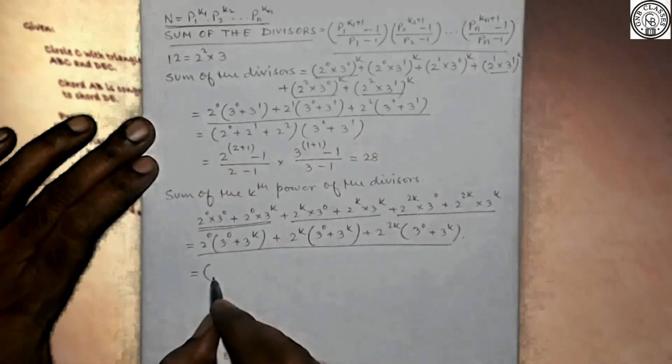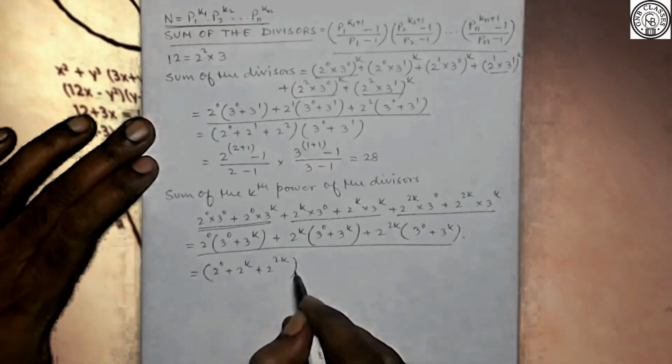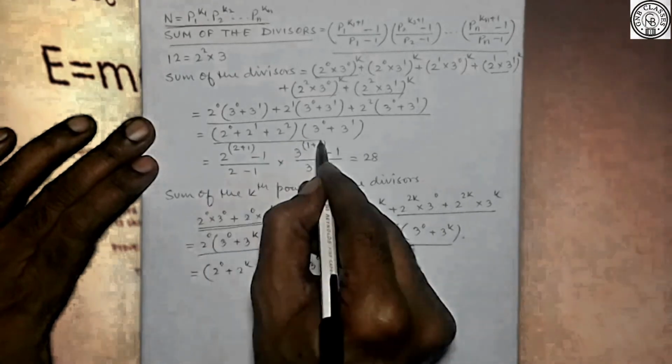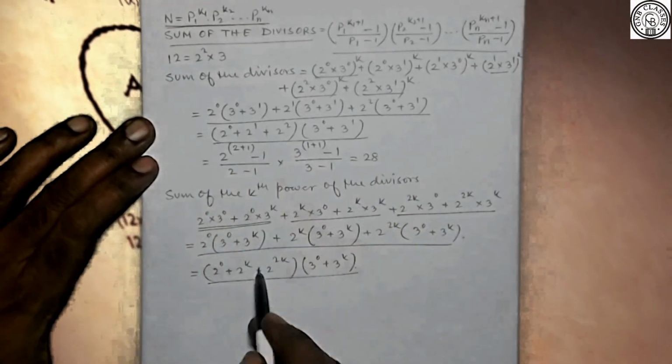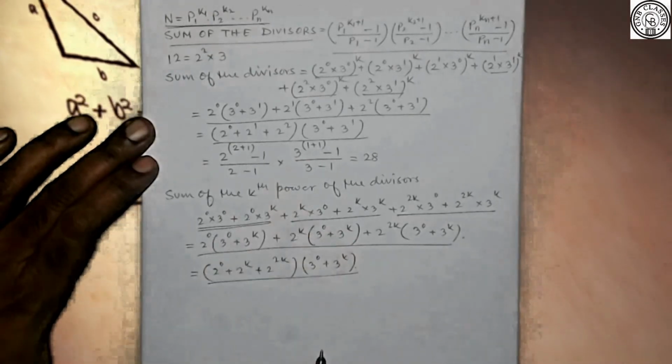Now you see, can you find the difference between this and this? Think about it. So it is 2 to the power 0 plus 2 to the power k plus 2 to the power 2k, into 3 to the power 0 plus 3 to the power k. See the difference between this expression and the earlier expression. Everything is the same, only the exponent has been multiplied with k.